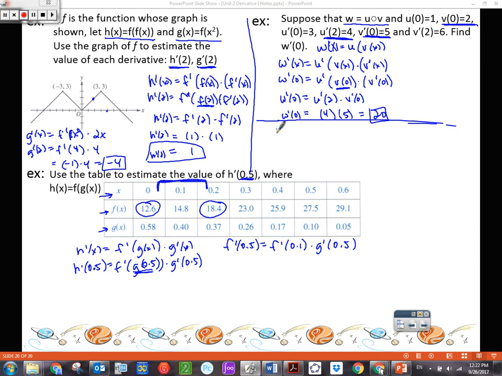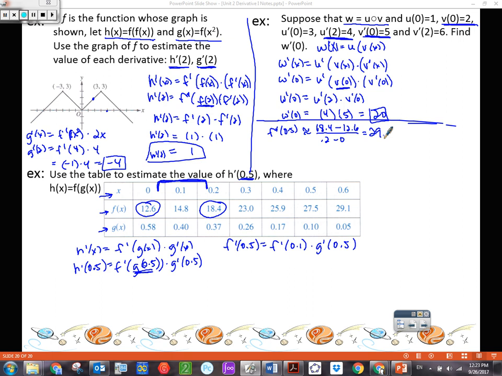So I'm going to come up here and approximate. So f prime of 0.1 is approximately f of b, so 18.4 minus 12.6 all over 0.2 minus 0. So that's our average rate of change formula, right? F of b minus f of a over b minus a. So there's our formula. We put it in our calculator and we get 29. So that's the approximation for the derivative of f at 0.1.